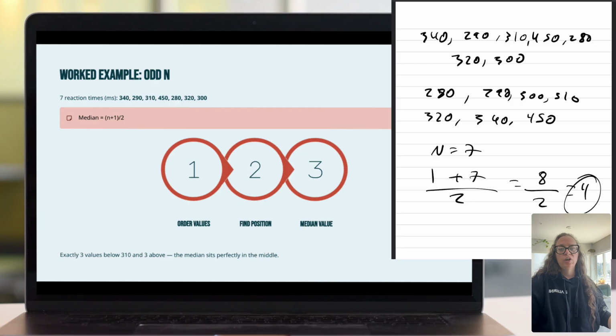So when you understand why a formula works, you don't have to memorize it, you can reconstruct it. And if you make an error, you can catch it because you know what the answer should look like. So try to never just memorize, try to understand. Okay, so step 3, we're going to look up the value at the position.